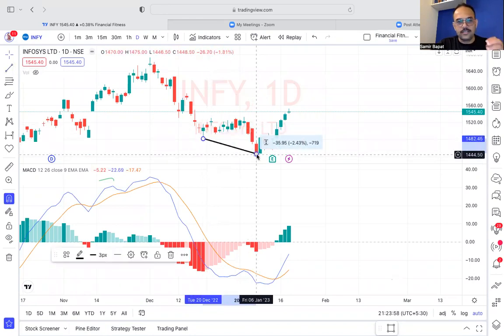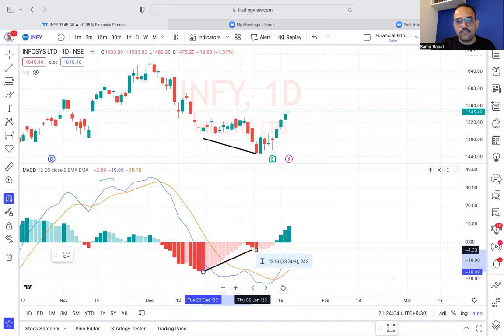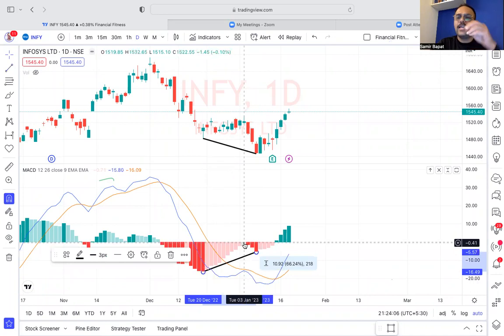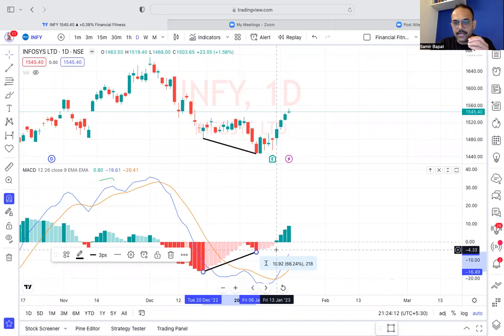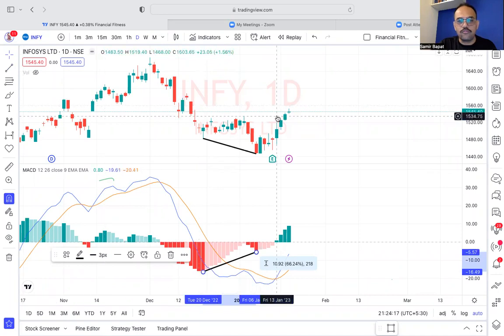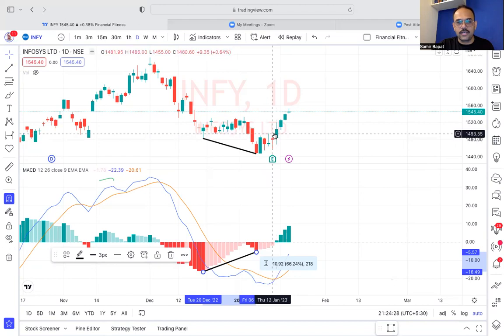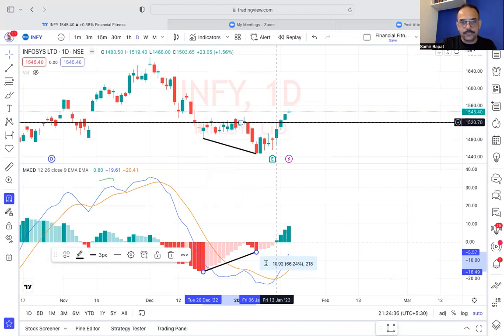Lower low, yes. Histogram, higher low, correct? It almost touched zero. It may not cross zero, but it almost touched zero. And here it has crossed, correct? Now we have here, it has crossed the zero line here. We can take the high of here. Okay, so we take a line here.